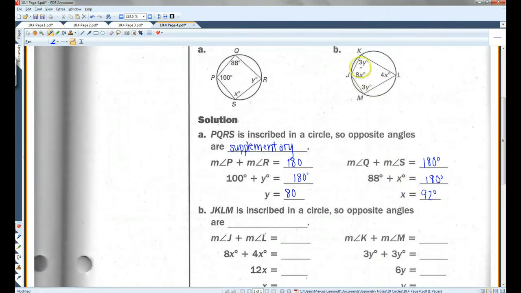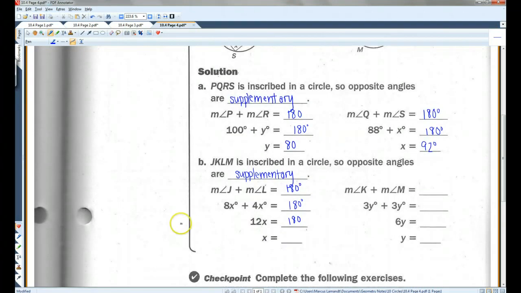Alright, same thing over here. These angles are also supplementary, the ones that are opposite. Angle J and L add up to 180 degrees. 8x plus 4x equals 180. So 12x equals 180. If I divide both sides by 12, let's do that over here. You should get 15.